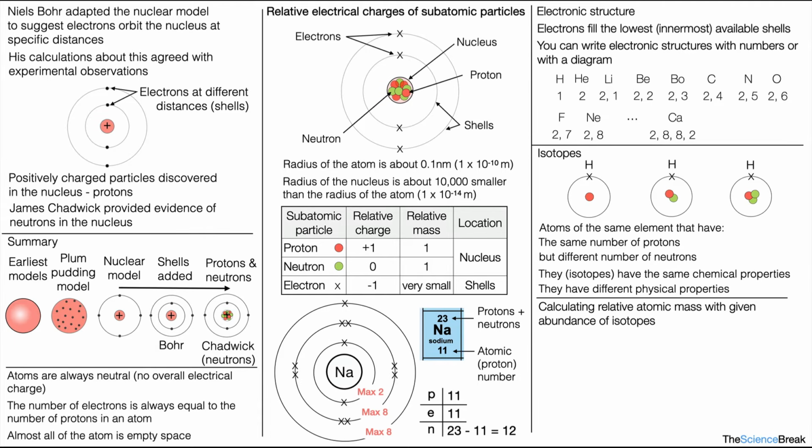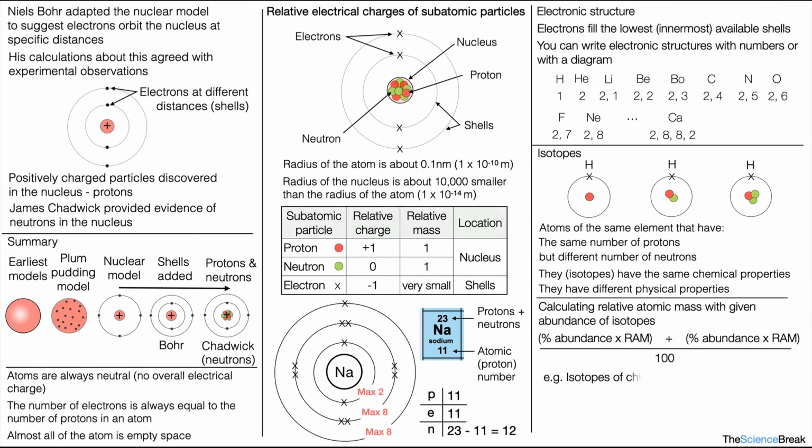Next, we're going to look at calculating relative atomic mass with given abundance of isotopes. The way that we can calculate this is using this equation or formula here. Unfortunately, you have to remember this, it's not given to you in your exam, but it's the percentage abundance times relative atomic mass of one isotope plus the percentage abundance times the relative atomic mass of another isotope. We add those two together, we divide it by 100, and that gives us the relative atomic mass of our atom.